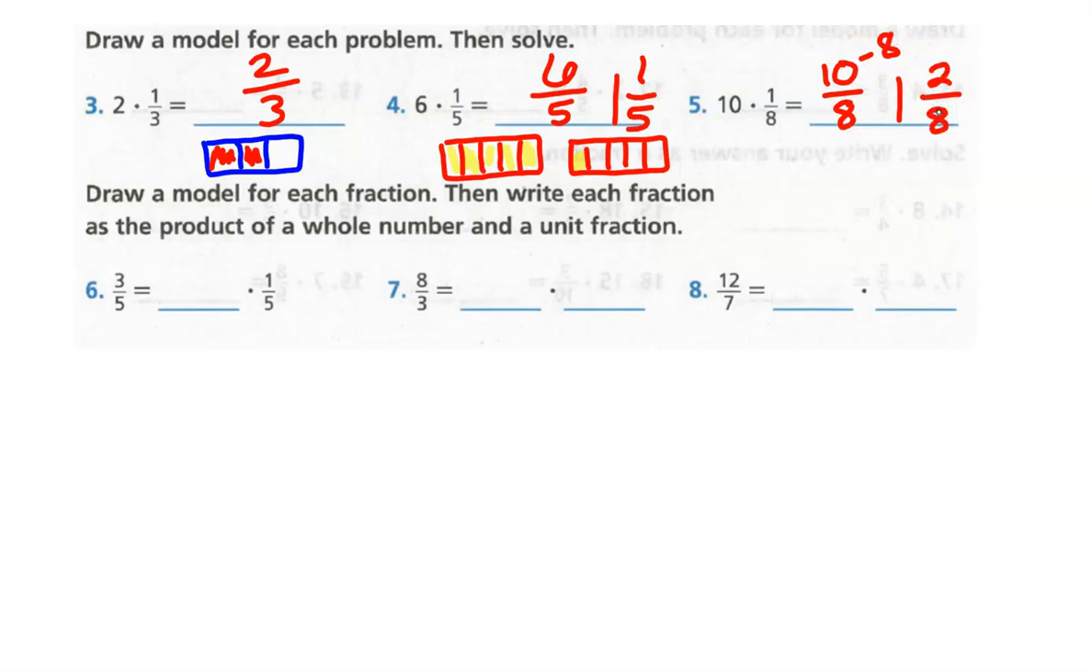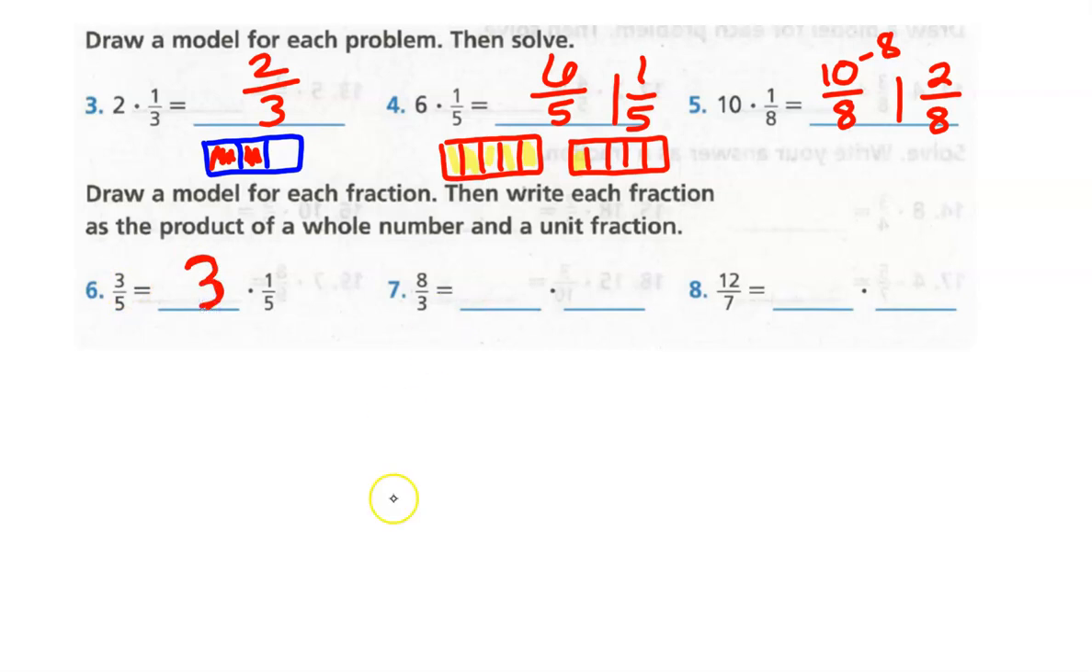All right, so for 6 through 8, it wants you to draw a model for each fraction and then write each fraction as the product of a whole number and a unit fraction. Well, they've done part of the work for you in number 6. Your unit fraction is 1 over whatever your size of your share is. So how many groups of 1/5 did I have? If I look at my original number, I had 3. So that's simply just going to be 3 times 1/5.